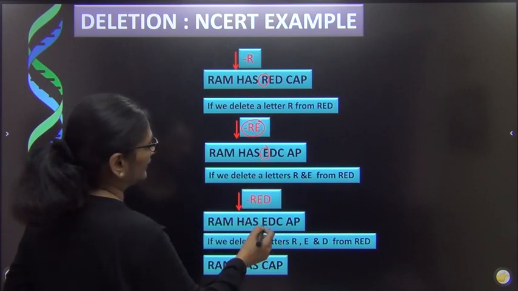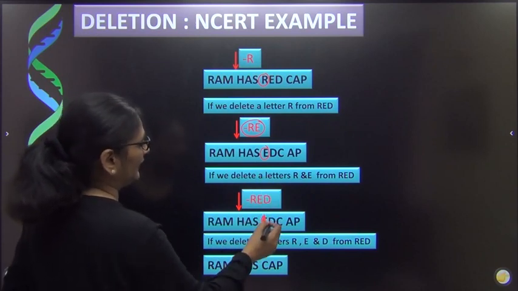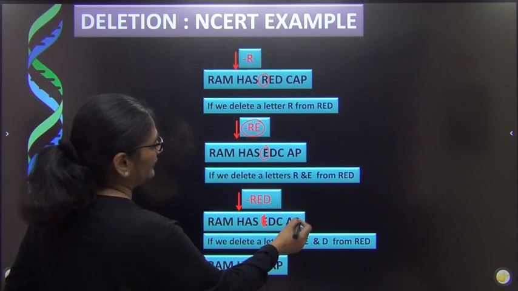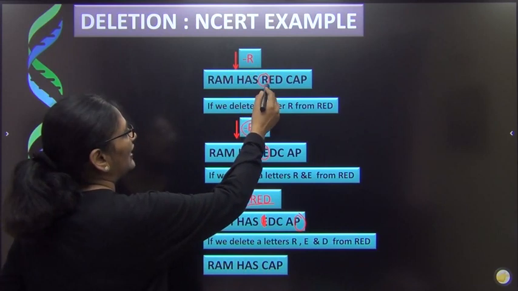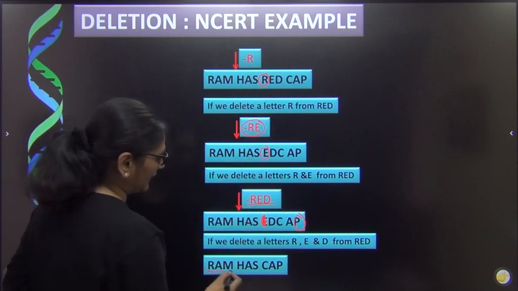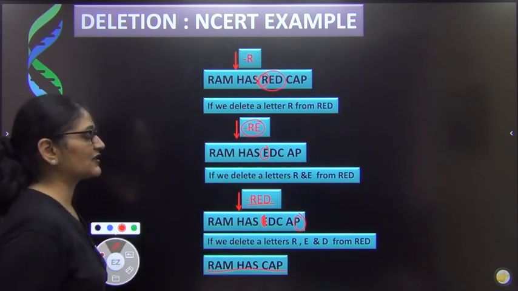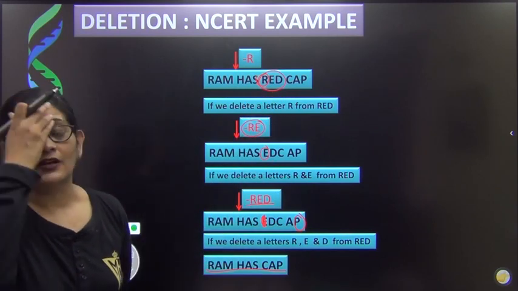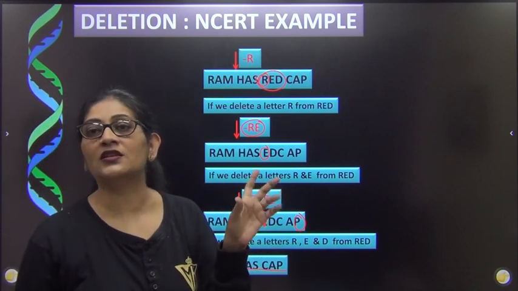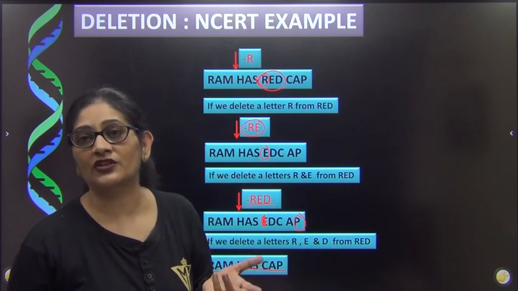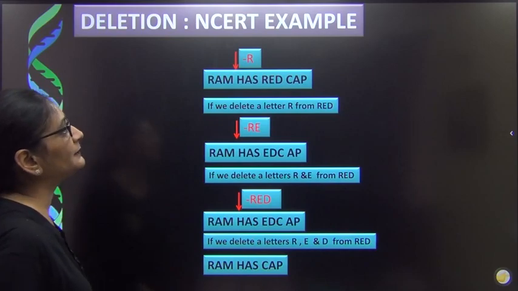It will be DCA and then it should have been P. Now the moment I remove 3 letters, R, E, now D, it will become Ram has cap, one word in between has been removed. Is that clear? So you can see just like since the codons are found that the genetic code is triplet. Now let us see what is written at the end and then you will understand.